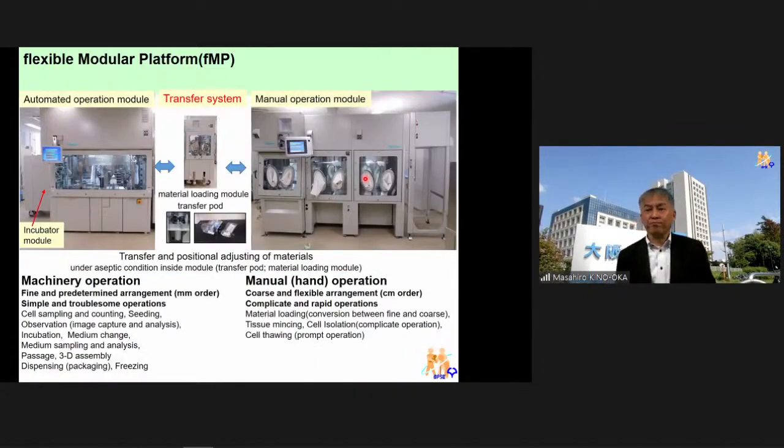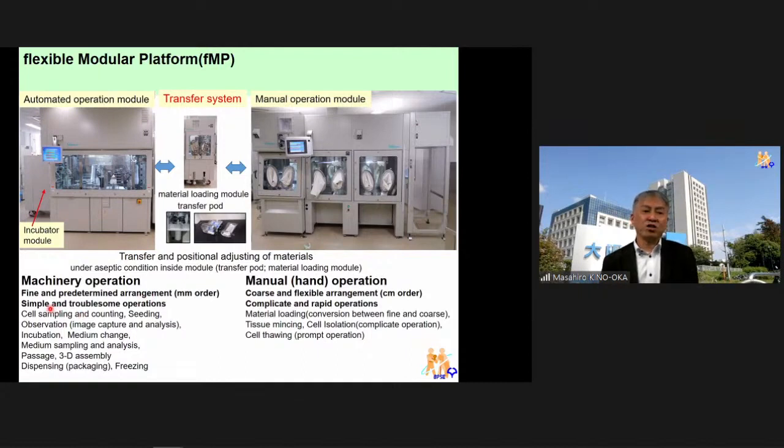So what is the operation? Which is better, manual operation or machinery operation? I prepare several protocols for the machinery operation and manual operation. First, we consider the fine. For the automation system, we need a fine and predetermined arrangement of the plastic stuff within millimeter order. If it is changed to a different place, the robotic arm cannot catch it. So that means we have to fix a good position before starting the operation.